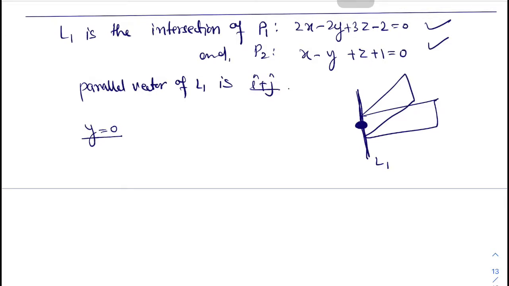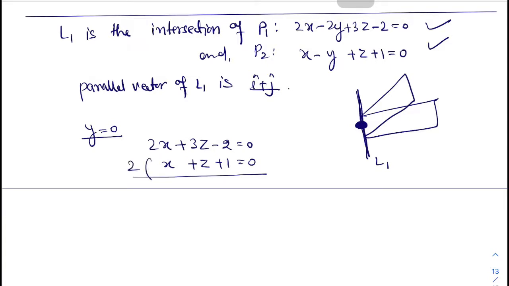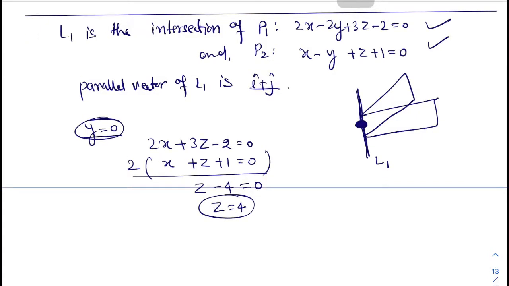If I put y equal to 0, we are left with 2x plus 3z minus 2 equal to 0, and the second equation is x plus z plus 1 equal to 0. Now we can solve for the values of x and z. Multiply the second equation by 2 and subtract: 3z minus 2z will be z, and minus 2 minus 2 will be minus 4 equal to 0. So z comes out to be 4. Y was already 0. If I put z equal to 4 in equation 1, I get 2x equal to 2 minus 12, that is minus 10, and x comes out to be minus 5.